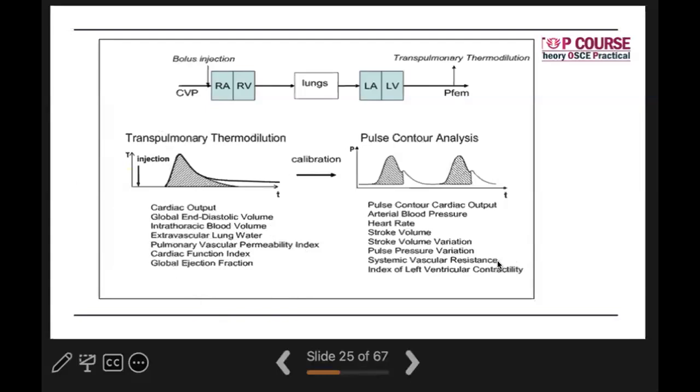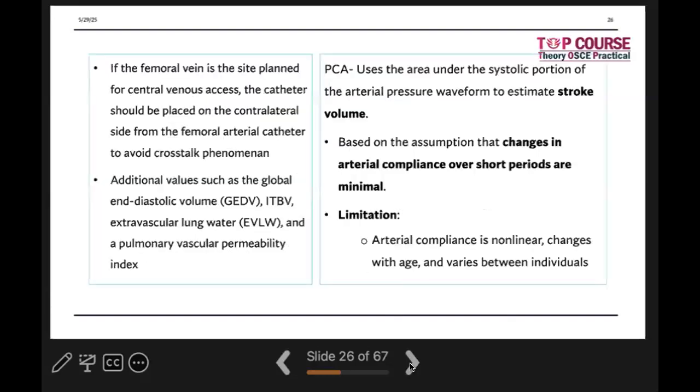And with pulse contour analysis, we'll be getting continuous cardiac output monitoring with respect to the pulse contour, that is the stroke volume changes, and then stroke volume variation, pulse pressure variation, systemic vascular resistance, heart rate, BP, all of which will be analyzed with the pulse contour analysis. So overall, this looks like a perfect device where you are getting a standard baseline value of cardiac output with a proper, appropriate method, and then you are continuously monitoring using a simple method, and you are getting most of the values out of it. So this looks like a perfect device for cardiac output monitoring.